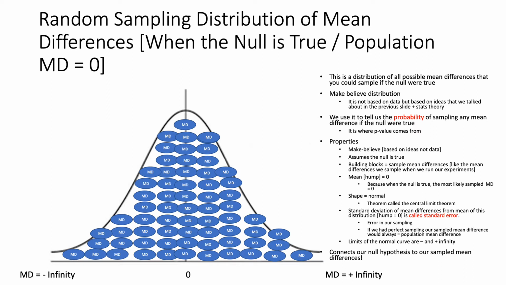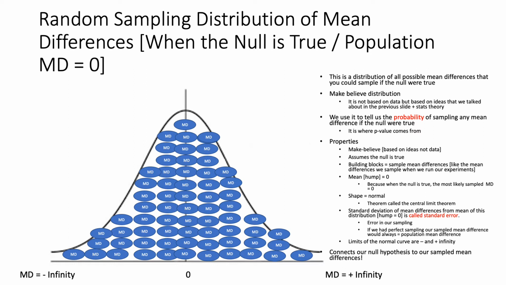If you don't get that, that's fine. What I need you to get is that the standard deviation is called standard error, and that standard error is just telling us the error in our sampling mean differences from the population. That's all it's telling us, right? The deviations from the population mean are errors in our sampling of mean differences. That's all you need to know.